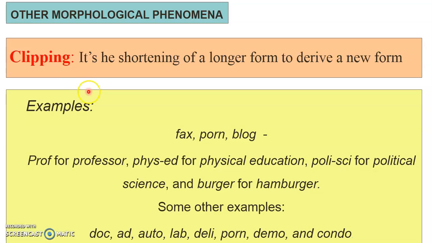So you have prof for professor, phys ed for physical education, poli-science for political science, burger for hamburger. There are many examples like dog, ad, auto, lab, baby, porn, demo, condo. Think of examples in Spanish. It would be interesting to see if there are some examples. Generally with names, okay, La Romina, Romy. There are examples with names, but can you think of some clipping?